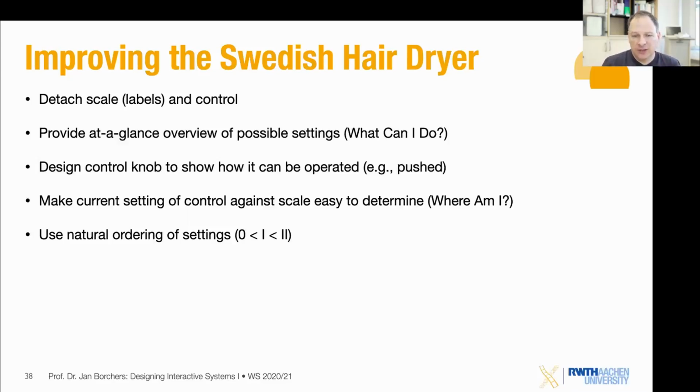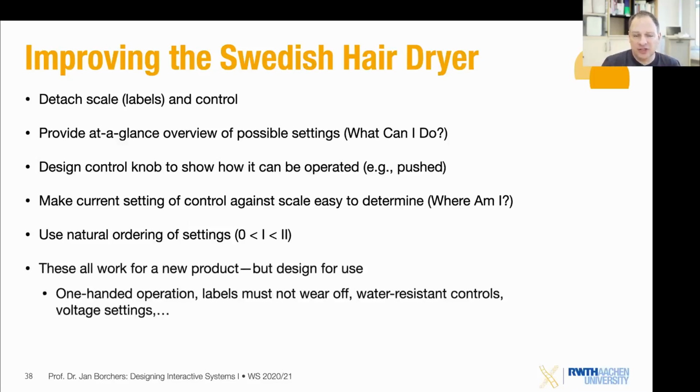This is all fine, if the product is new, but you have to design it for use, right? For example, you have to think that people are going to be operating this in one hand. So the switch has to be positioned in a way so that I can operate it with one hand while I'm using the hairdryer. The labels must not wear off, or otherwise it's going to be useless after 3 months of continued use. The control should be water resistant so that I don't kill myself. Then maybe you need voltage settings so that it works in different countries. So all of these things have to be kept in mind when you design something like a hairdryer. And fundamentally, in the end, you want to always apply the first rule of user interface design: keep it simple. Don't make it overly complex.